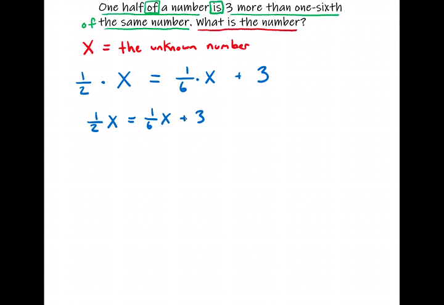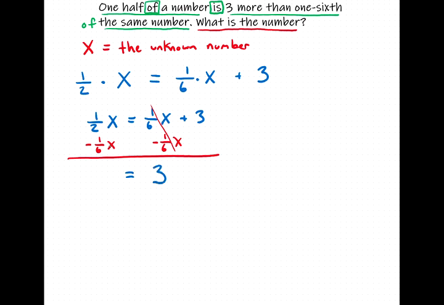All right, so now we have an equation to solve. We want to get all of our x's to one side. So let's subtract 1/6 x from the right. So they cancel. And whatever you do to one side, you have to do to the other side. Okay, so we have an equal sign. The only thing left on the right is the number 3.